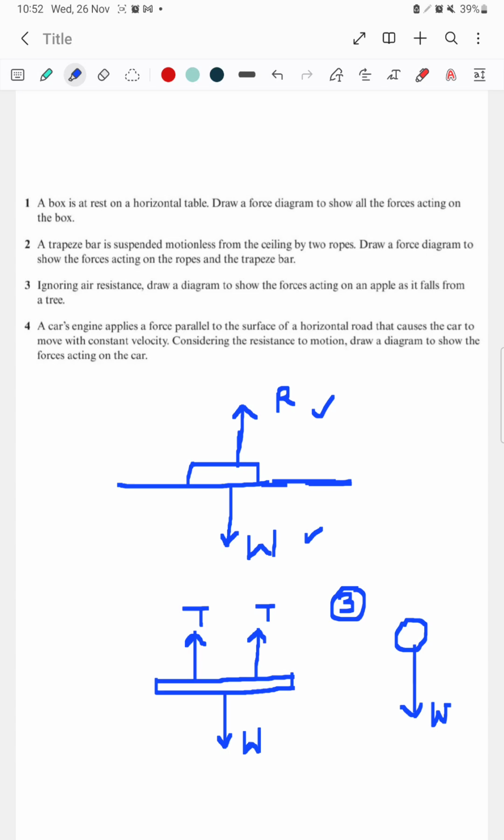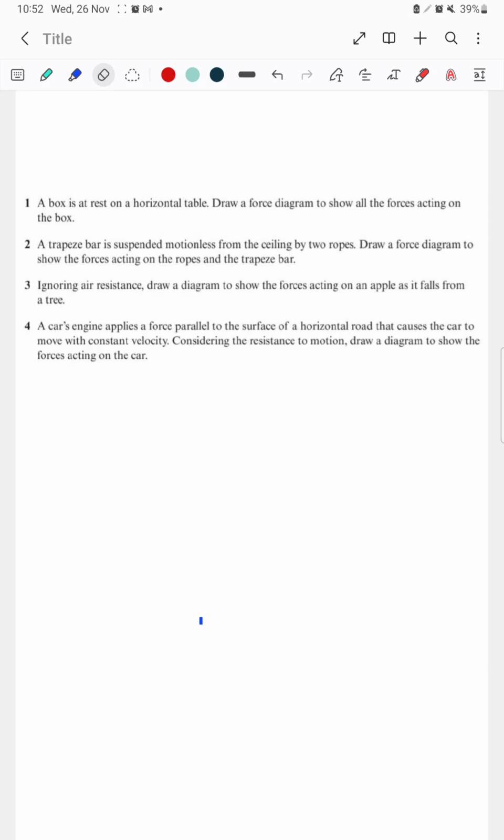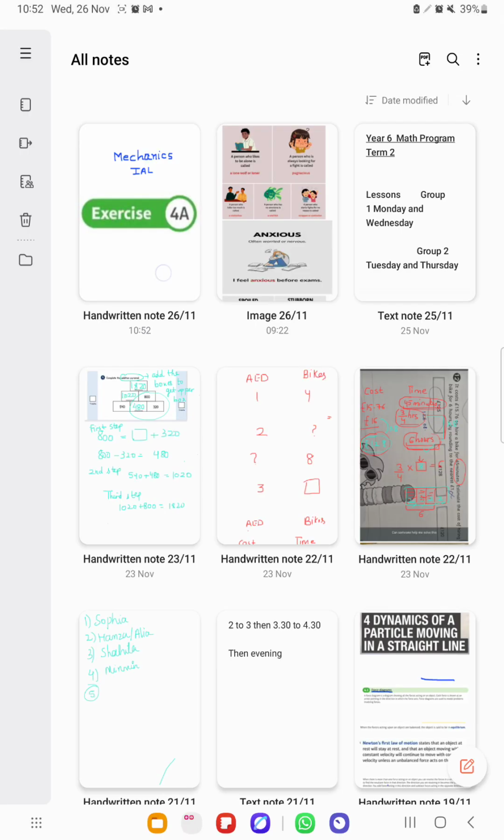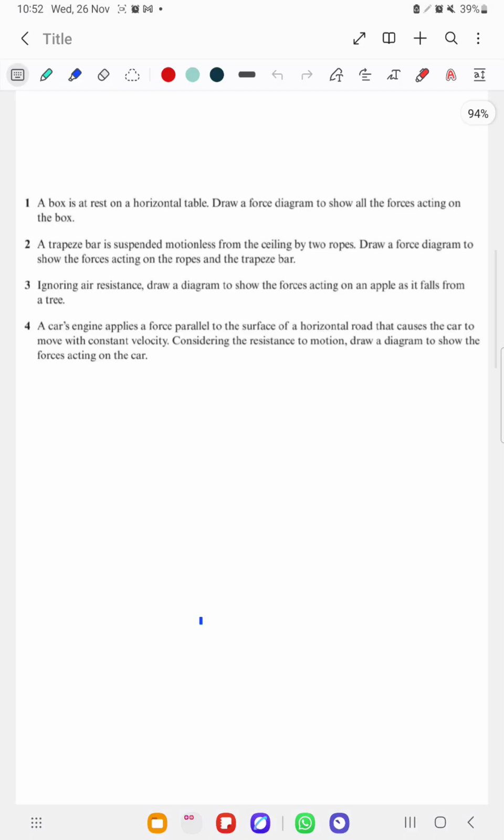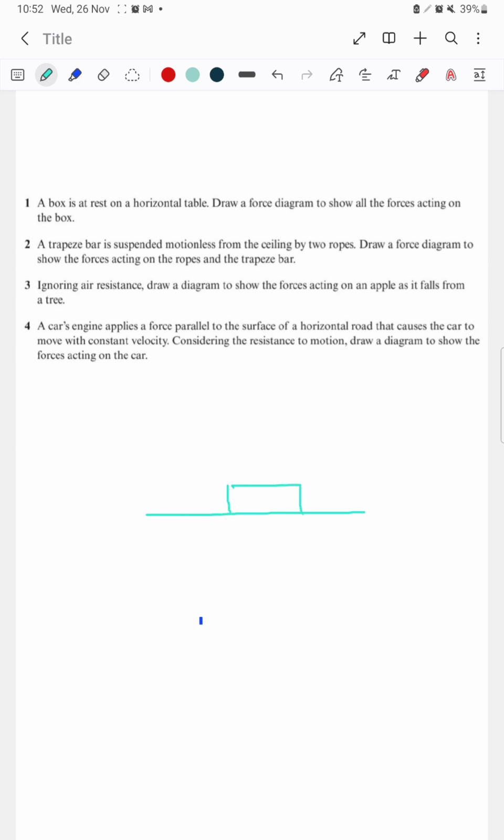Then we have: a car's engine applies a force which is parallel to the surface of a horizontal road. So it is parallel to the horizontal road. So let's say this is a horizontal road and a car is here. Now the car's engine is applying a force parallel to the horizontal road that causes the car to move with a constant velocity. Constant velocity means there is no acceleration, and the object is moving this way. Let's say this is the driving force. You can show it with a P or F, whatever letter you want to use.